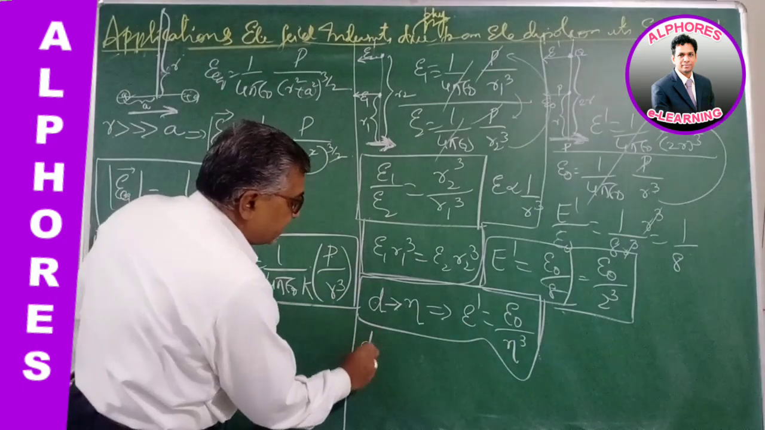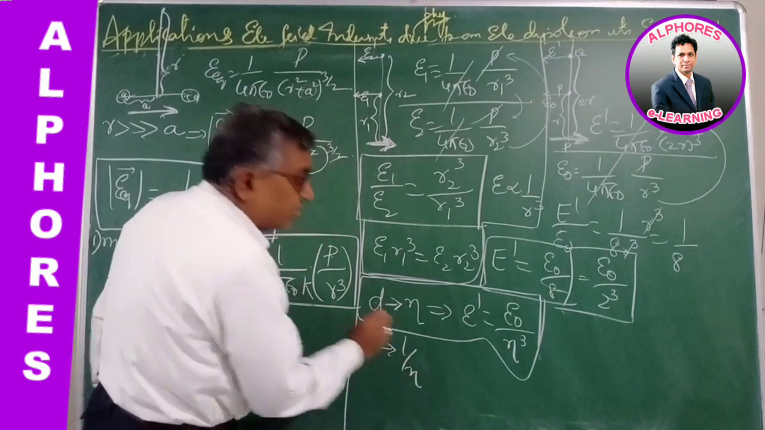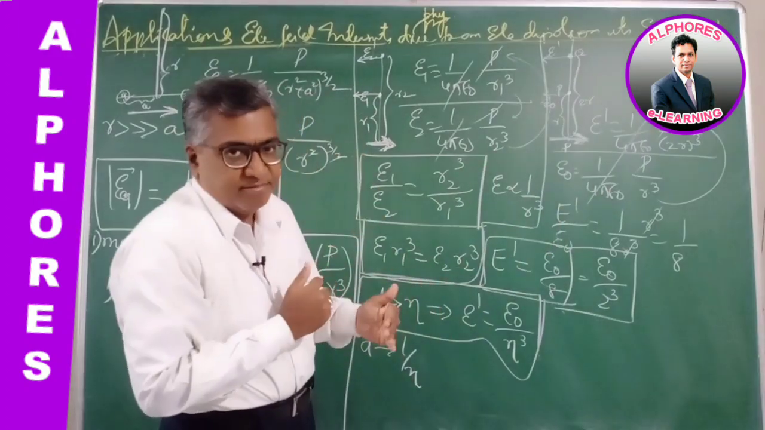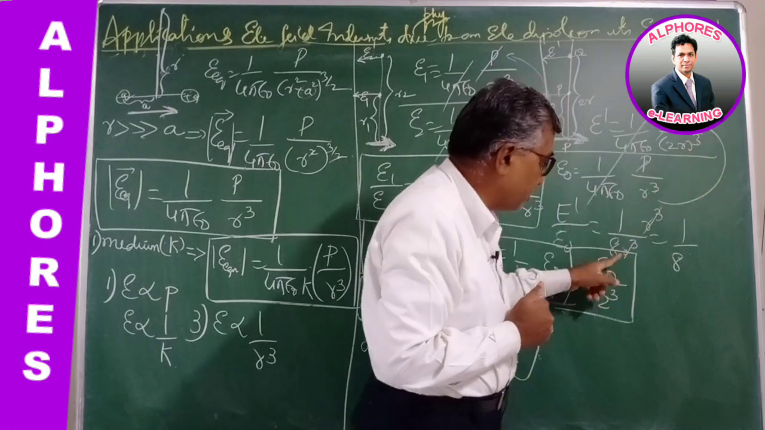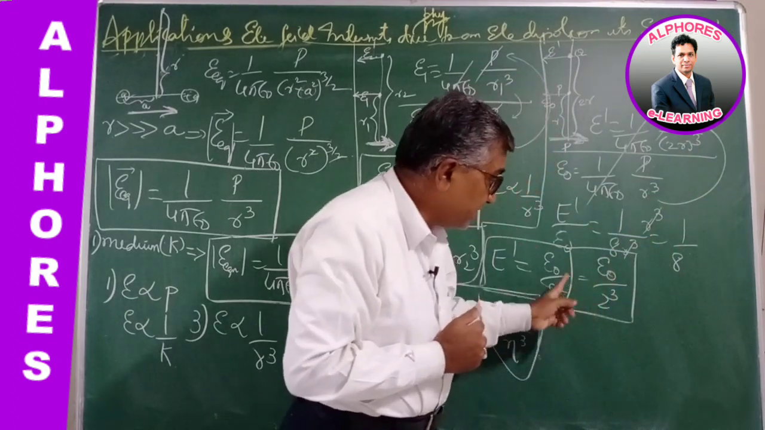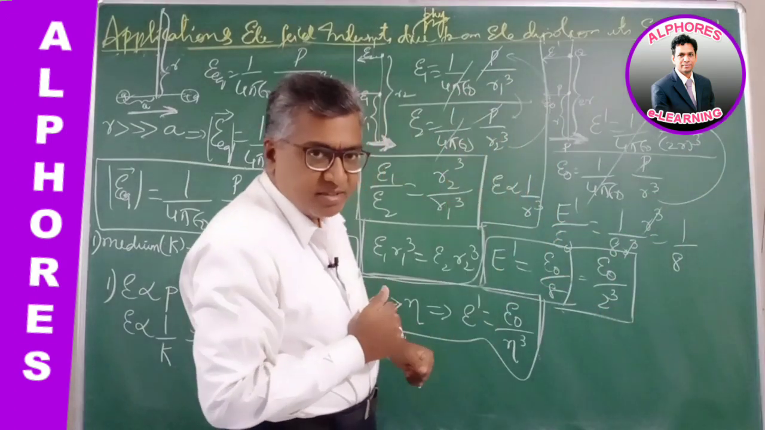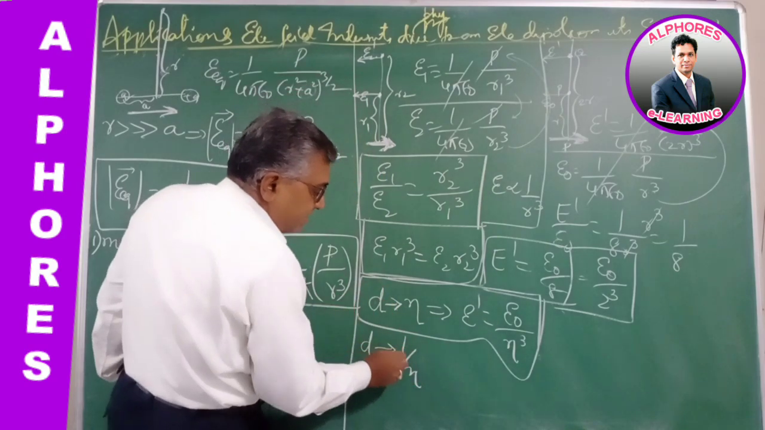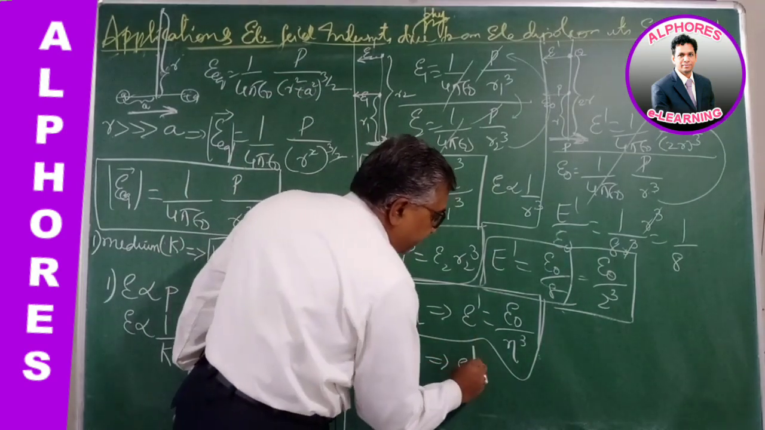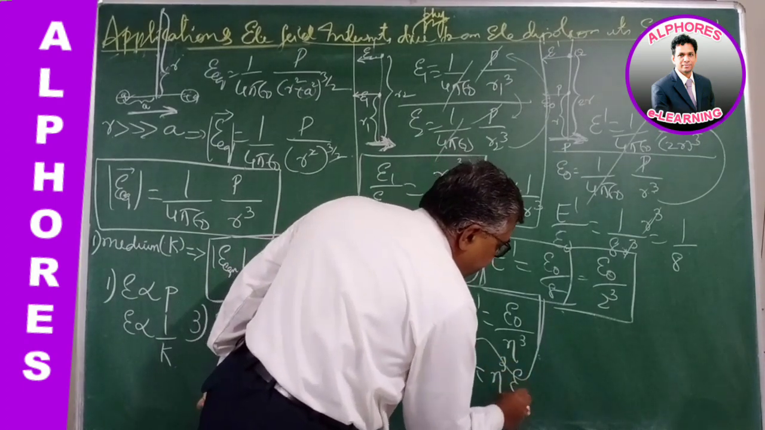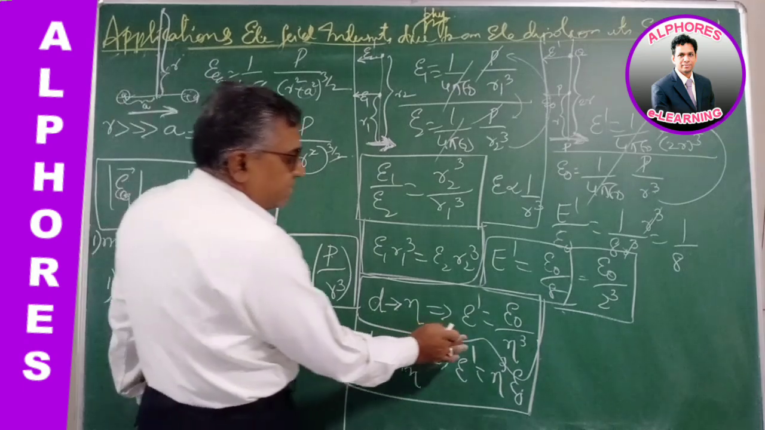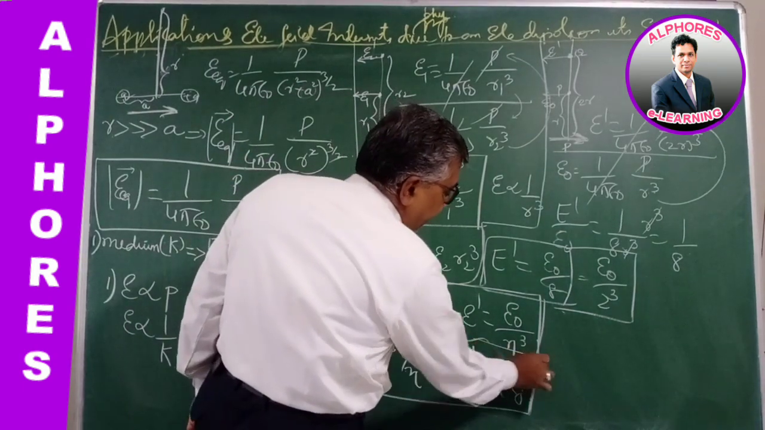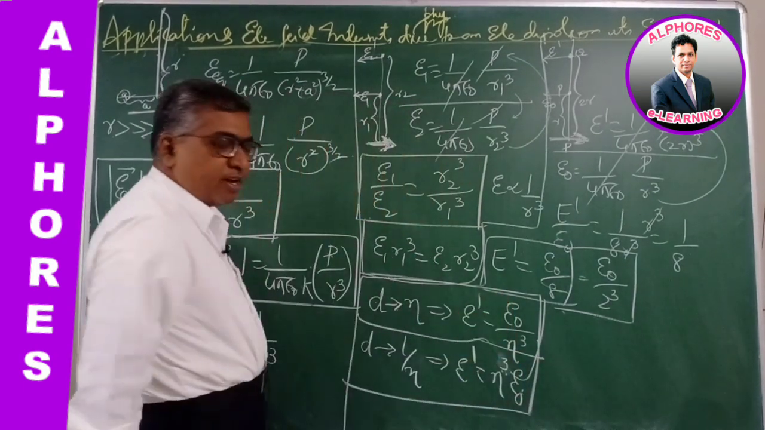Similarly, if the distance is reduced n times, if the distance is made half, so here it will be 1 by 2 whole cube. Then 8 goes to the numerator. Field becomes 8 times, 2 cube times. So, if the distance is reduced n times, then field becomes n cube times E naught. A very good comparison.